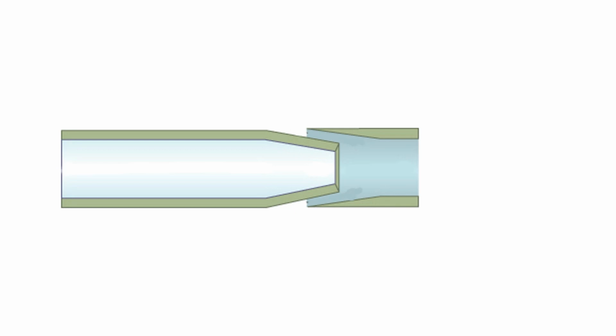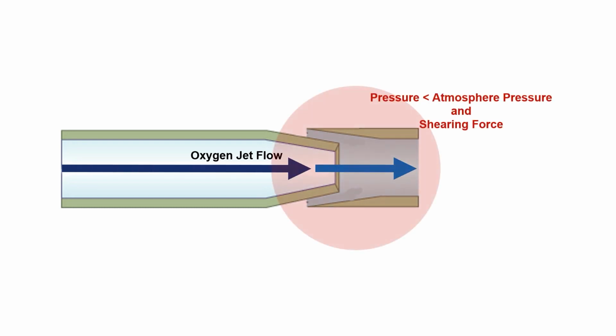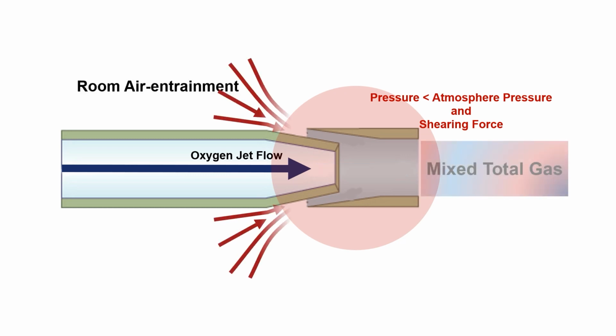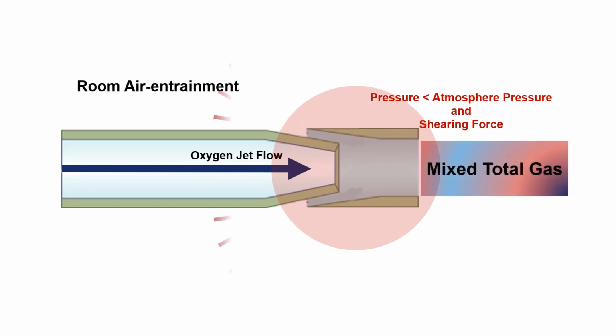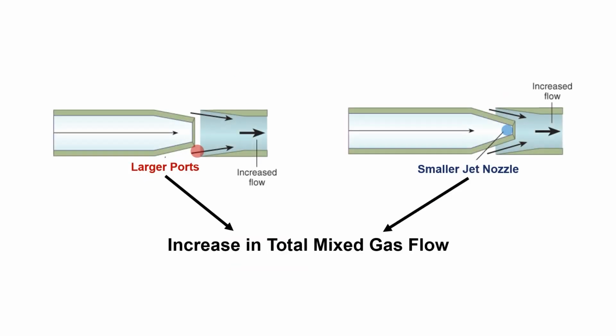Therefore, in a structure like this, through a tapered nozzle, if oxygen is supplied as a jet flow, the surrounding pressure decreases below atmospheric pressure and a shearing force arises. Room air is then entrained through the ports and mixes with the oxygen, resulting in a total mixed gas supplied to the patient. Here, the larger the size of the port or the smaller the size of the jet nozzle leading to a faster flow, the greater the total mixed gas flow.